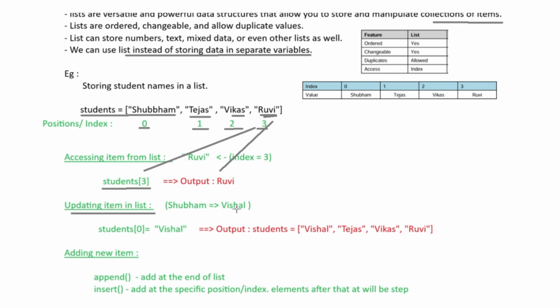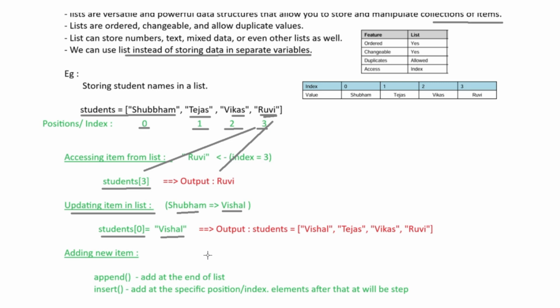Like if we want to change the item Shubham from a list students with a new student name Vishal, we will use its index to update the value like this. Students inside square brackets, if we write its index, which is 0, and assign it a value as Vishal like this. This is useful when data changes. For example, updating marks, or changing prices, or correcting names. Lists allow all of this.